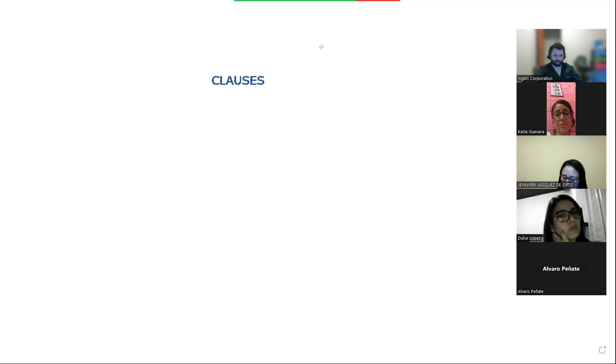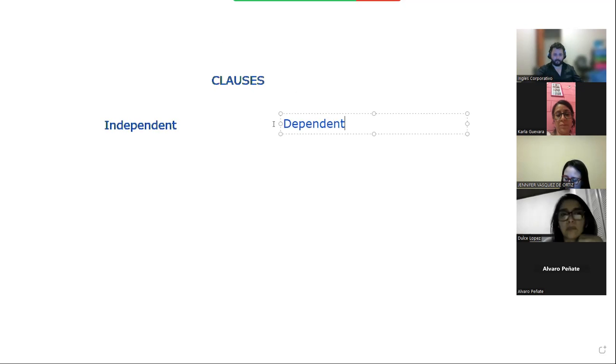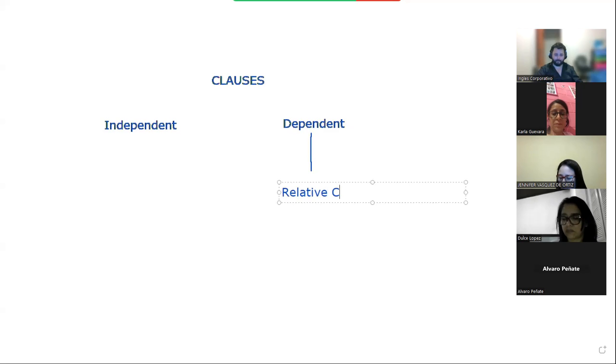All right, but before we get there, there are two types of clauses in general, like big groups of clauses, right? We have independent, and we know that we have dependent clauses, right? Now we know the definition for each of them, okay? So dependent. Now within the dependent clauses, guys, we have a category which is called relative. Relative clauses, right? Now, that's it. It's a dependent clause that is relative.